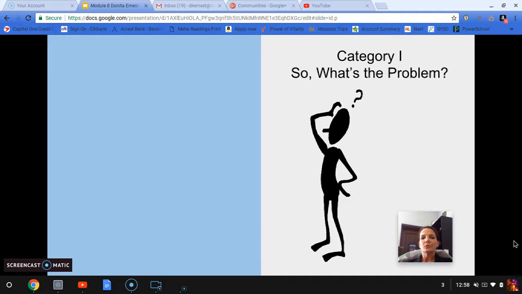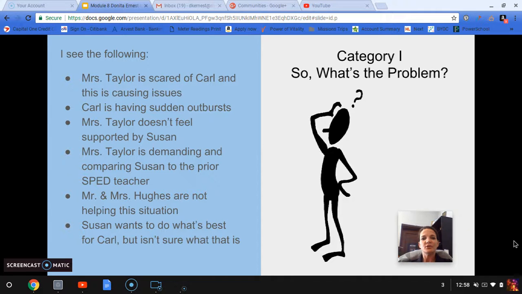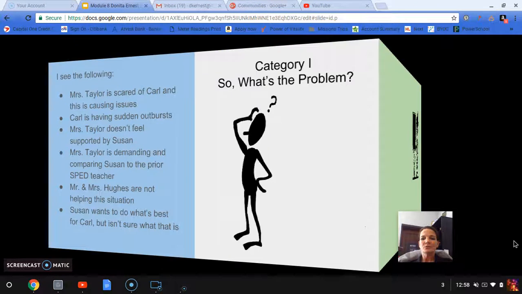So, what's the problem? Well, Mrs. Taylor is scared of Carl, and this is causing some issues. Carl is having sudden outbursts, and Mrs. Taylor doesn't feel supported by Susan. That's pretty much it in a nutshell. Mrs. Taylor has been demanding and comparing Susan to the prior SPED teacher, and Mr. and Mrs. Hughes are not helping the situation. Mom's hurt, dad's hurt, and I think they're just learning how to navigate this new way of life for them. Susan wants to do what's best for Carl, but she isn't sure what that is.